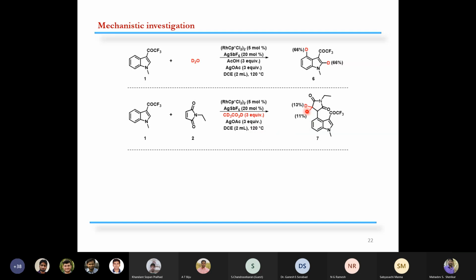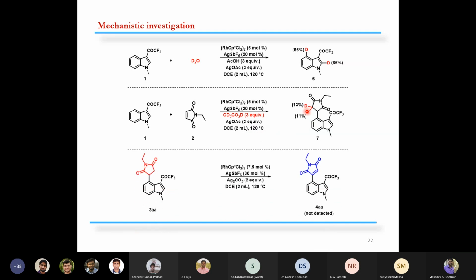protodemetalation. Then we wanted to know whether our hypothesis is correct, or whether this hydroarylated product is undergoing the formation of Heck type product under CH activation conditions. To check this, we employed this hydroarylated product under the Heck type conditions. So there was no reaction.